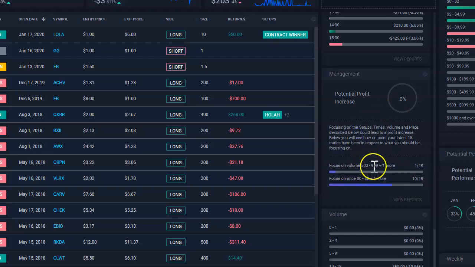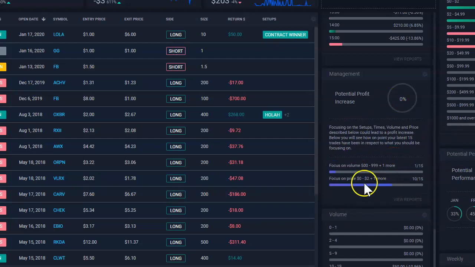Now here, it's going to tell me what should I be focusing on. It's telling me that I should be focusing on the volumes between 500 and 1,000, plus another model that I chose before in the other screen. It's telling me that I should focus on the price range between 0 and 2, and I think it was 2 and 4. It just doesn't fit here, so we just put +1, okay?